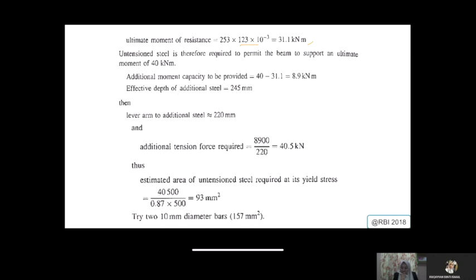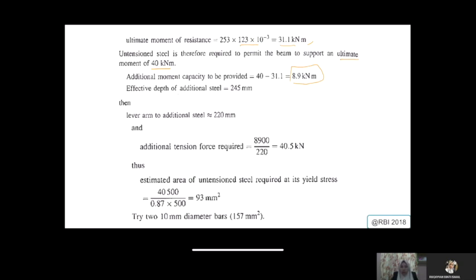And it says in your question that the ultimate moment is supposed to be 40 kilonewton meter, but the one that can be provided by the tendon is only 31.1 kilonewton meter. Okay, you see there's a big difference there. So in that case, the difference will be around 8.9 kilonewton meter. Okay, so what to do?